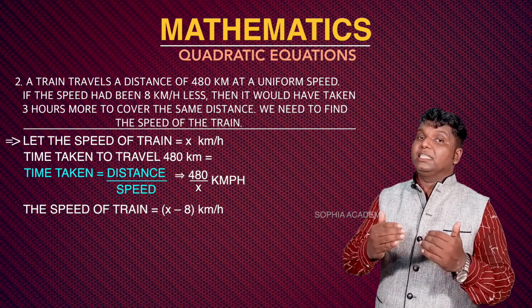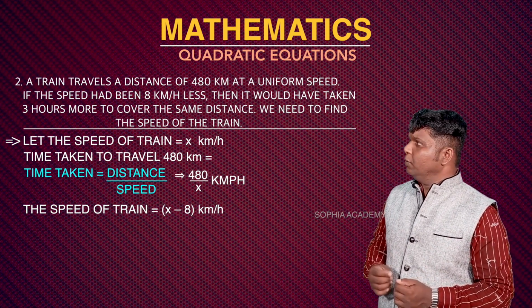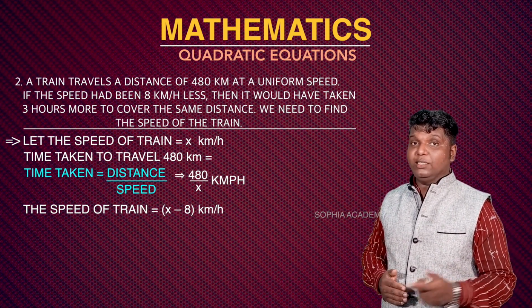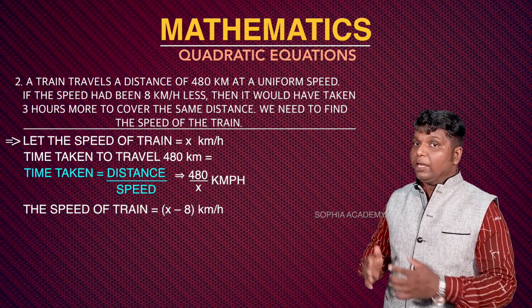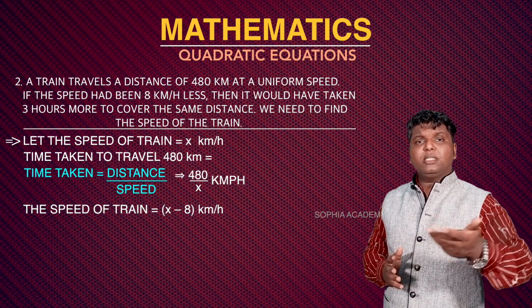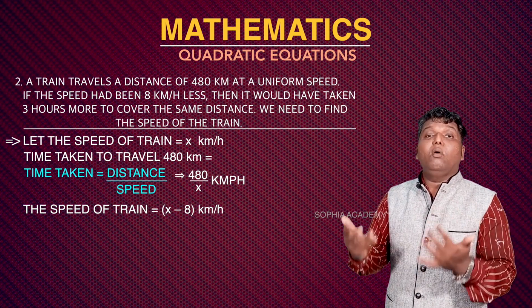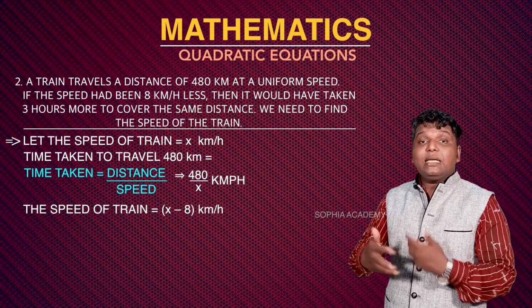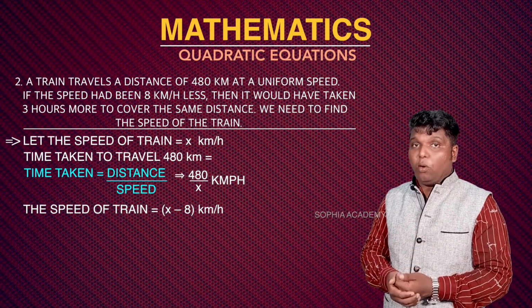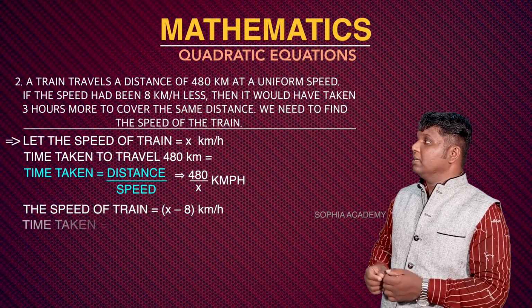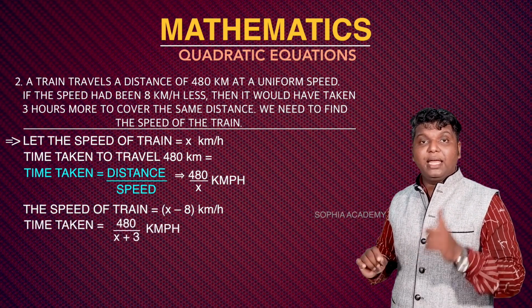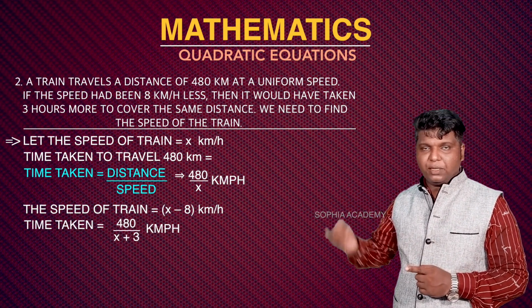So here, what will be the time taken? The time taken will be distance divided by speed. Here you know the distance is 480. What about the speed? You already know it is x minus 8. But what about the timing? It's mentioned very clearly in the question that it will take 3 more hours. It will take 3 hours more to travel. So we can write time is equal to 480 divided by x, plus 3. It will be 480 by x plus 3.